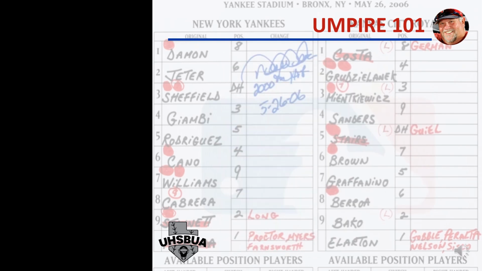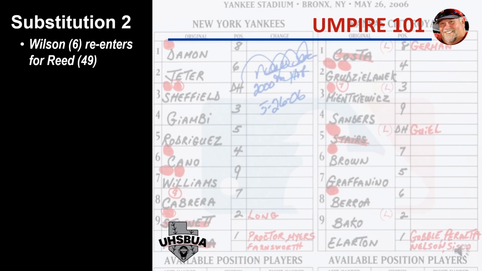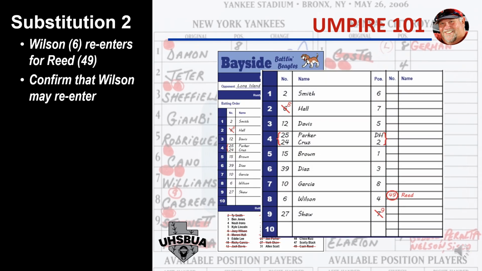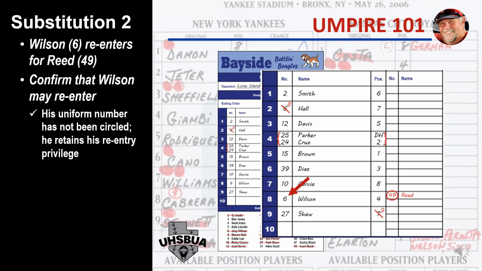Now, suppose that number 6 Wilson re-enters the game. First, we confirm that number 6 Wilson is a starter who has not used his re-entry privilege. We know this because we did not circle his uniform number when he was replaced. Although some people suggest crossing out the name of a starter when he is replaced, we do not recommend doing so. However, if that same starter re-enters, we should circle his or her uniform number to indicate that once removed a second time, the starter may not re-enter.